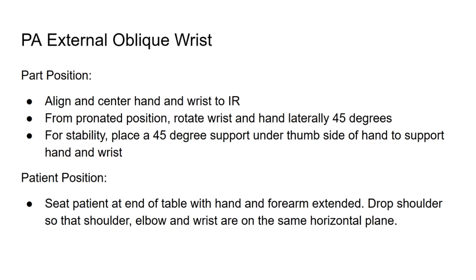Now for stability purposes, if let's say the patient cannot do it very well on their own and you have to put them in an oblique position, you want to place that 45-degree support or sponge under the thumb side of the hand and allow it to support that hand and wrist in order to best elevate it in the position that you need. Patient position is going to be the same though. The seat is going to have the patient at the end of the table with their hand and forearm extended out, and then their shoulder is going to be aligned with their elbow and their wrist on the same horizontal plane.